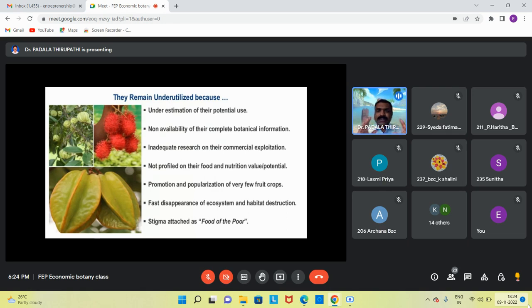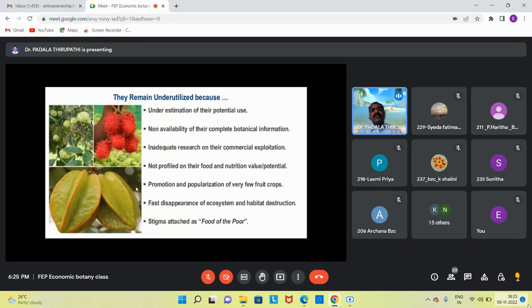one or two important institutions only. The rest is uncertainty, lack of complete information, and inadequate research on their commercial exploitation. Remember, my dear friends, research centers, universities, and other institutions are not doing proper research on their commercial exploitation. That is also one of the reasons for underutilization of these fruits, and they are not profiled on their food and nutritional value or potential value.